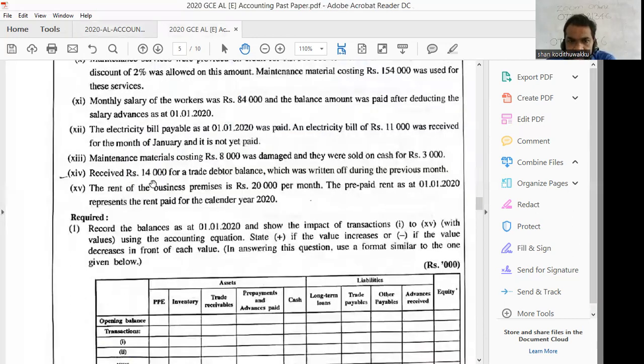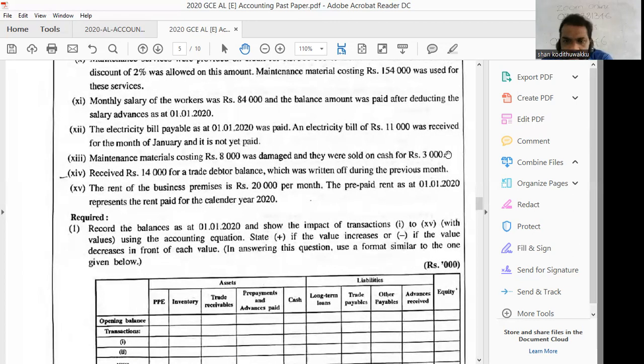Received 14,000 for a trade debtor balance, which was written off during the previous year or previous month. You know, if you write off an existing debtor's balance, there is a loss for the business. Then we deduct from debtors, and as it is a loss, we deduct it from equity. That is current month or current year bad debt written off. But here they have mentioned they have received money related to bad debt written off in the previous month.